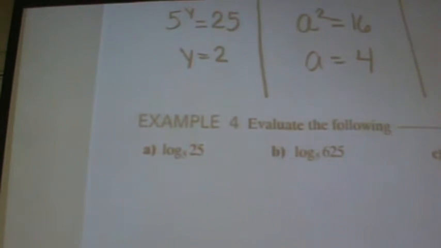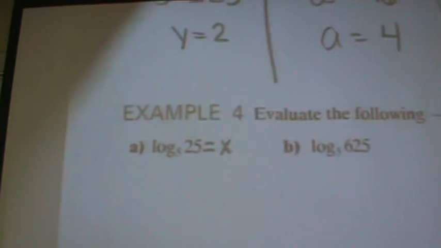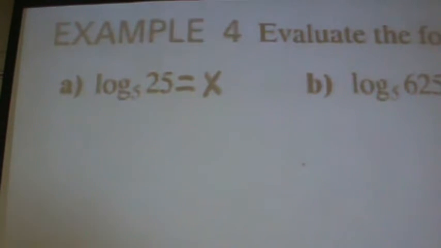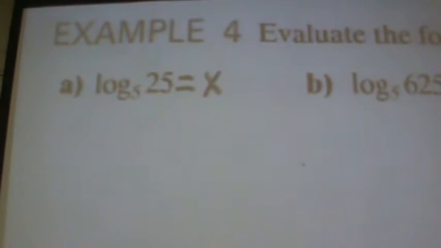Alright, now, these are the same thing. Why are these ones different? Because you don't have what they're equal to. Right, well what are they equal to? Put a letter. Put whatever you want. Put a question mark. Put an X. Now, if you could easily type these in your calculator, log of 25 base 5, you can do that and get an answer. But let's pretend like you don't have a calculator in front of you.